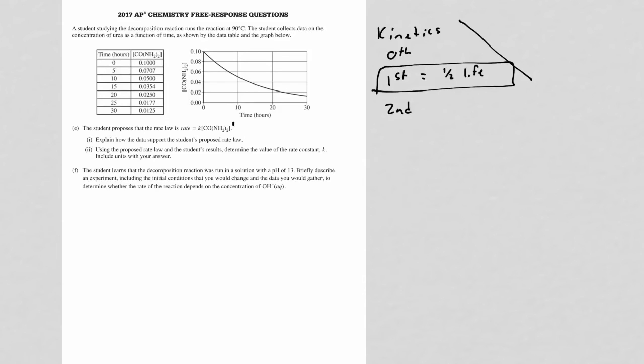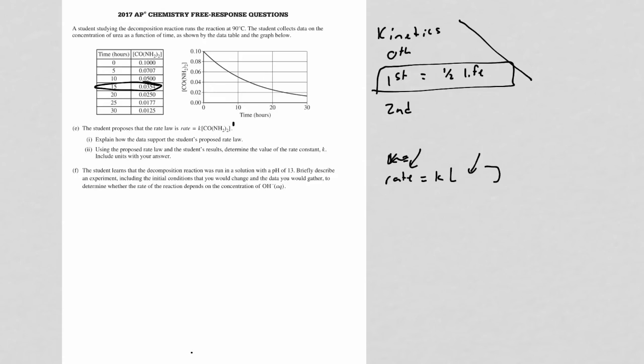Using the proposed rate law and students' results, determine the value of the rate constant K. Remember, once you have a rate law, you go, rate equals K times the concentration. You can use any concentration, okay, and any rate. So you can use any row in this chart, and you should get the same value. And you plug it in to solve for K. That should be really easy.